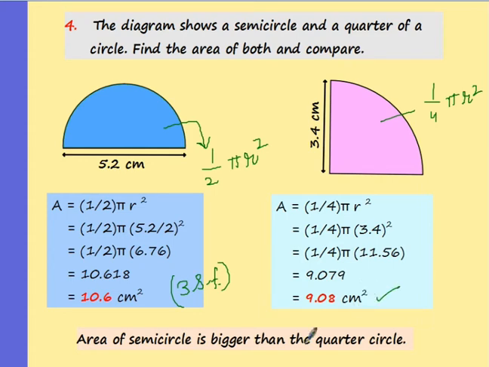They ask to find the area of both and compare. Compare means which is bigger. So the semicircle is bigger than the quarter circle. The area of the semicircle is 10.6 and here 9.08. When you estimate, the value may come closer.